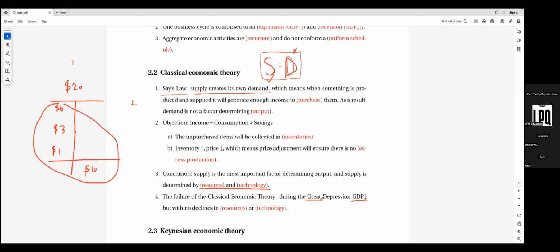You will also learn about this in US history classes, the history of the Great Depression, basically the so-called economic crisis. Back then, GDP decreased by a lot. But based on classical theory, GDP is solely determined by supply, and supply is determined by resources and technology.